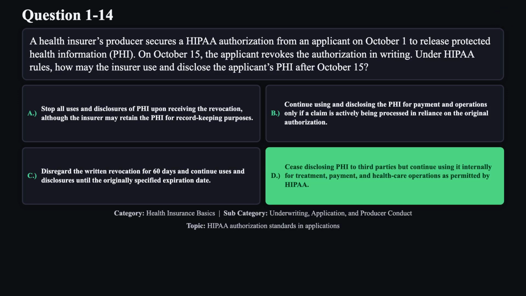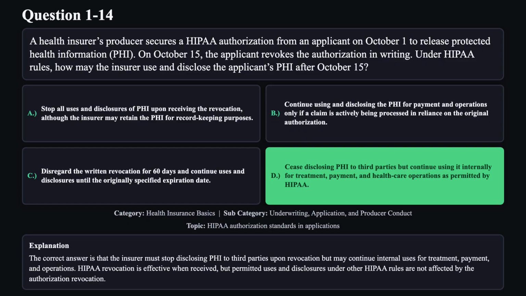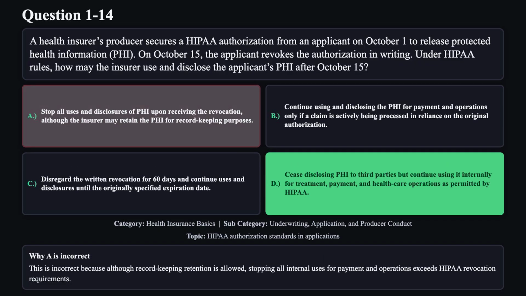The correct answer is D. The correct answer is that the insurer must stop disclosing PHI to third parties upon revocation, but may continue internal uses for treatment, payment, and operations. HIPAA revocation is effective when received, but permitted uses and disclosures under other HIPAA rules are not affected by the authorization revocation. Reason A is not correct.